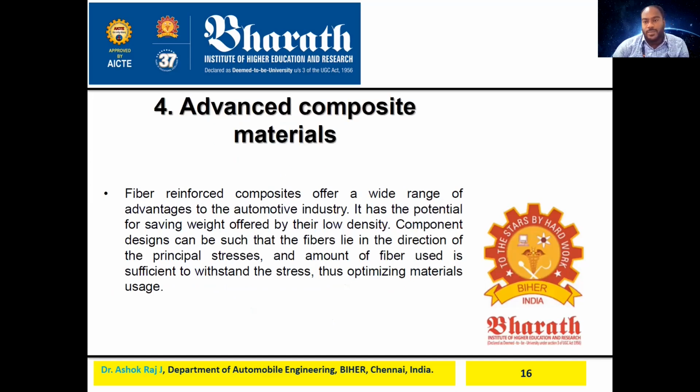So, advanced composite material. I already told you that you can use a composite material. You can see all the physical and mechanical properties are the same as other base materials. Fiber reinforced composites offer a wide range of advantages in the automobile industry. They have potential for weight saving, and the component designs can be such that the fibers lie in the direction of the principal stress, and the amount of fiber used is sufficient to withstand the stress, and optimizing the material usage is also more important.